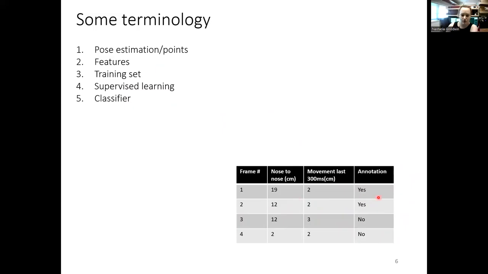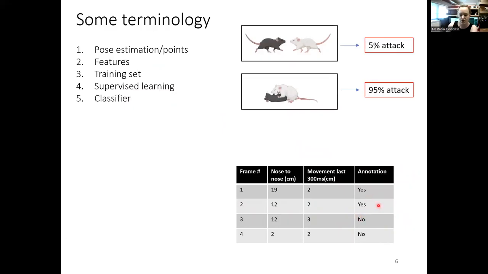And then once we have this whole data set together with these annotations, we can feed them into machine learning algorithms that are going to try to parse out what makes a frame positive versus negative. And the output that we get is something like, in this frame, we have a 5% chance of attack, but in this frame, we have a 95% chance of attack. And I'll be going more into random forests, which are the type of algorithm that we use, in future slides, but this is like a very broad overview of the terminology.